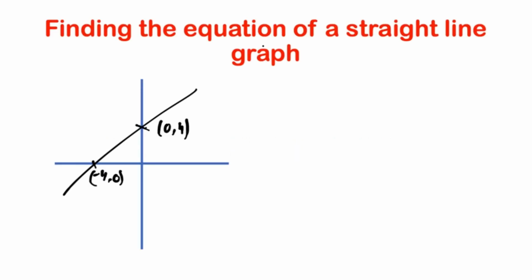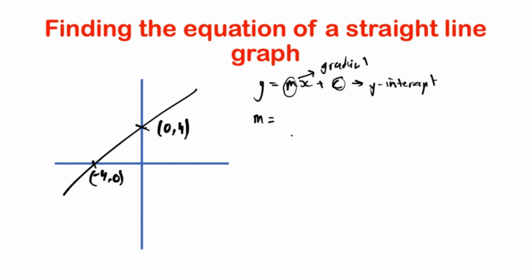So here we have our first question. Every straight line graph has this equation. M stands for the gradient, of course, and C is the y-intercept. So we're going to start by finding the gradient first. The gradient is the rise over run, in other words, the difference in y and the difference in x. The difference in height and the difference in length, like so.